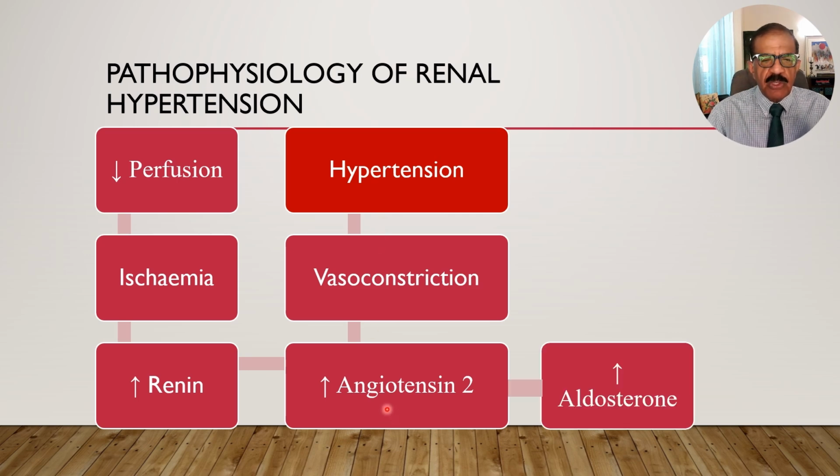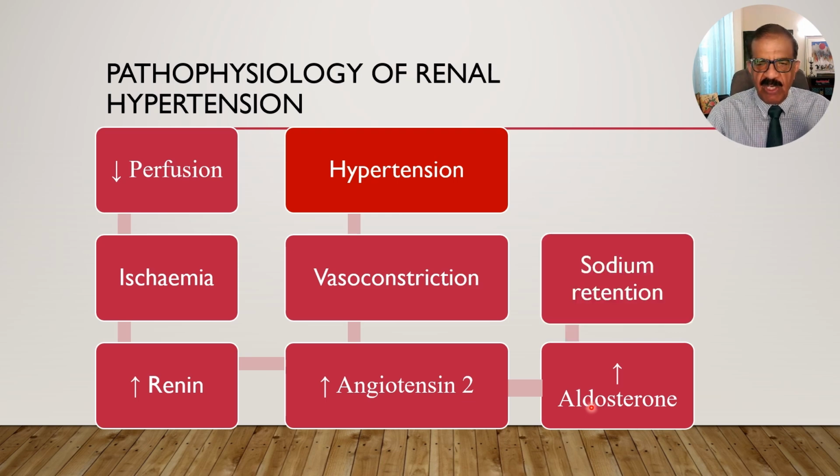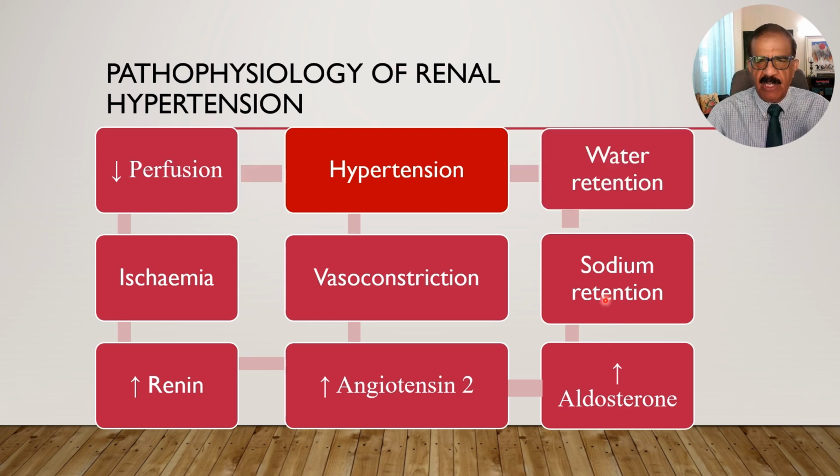This angiotensin 2 also stimulates production of aldosterone. Aldosterone comes from the adrenal gland, which sits on the top of the kidney. So aldosterone is increased. There is hyperaldosteronism, and this would cause sodium retention, because that is a function of aldosterone, and also water retention. So sodium retention and water retention would also aggravate hypertension.